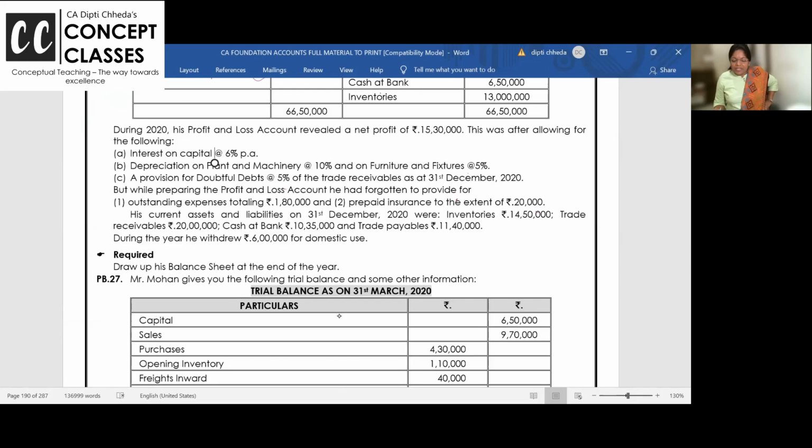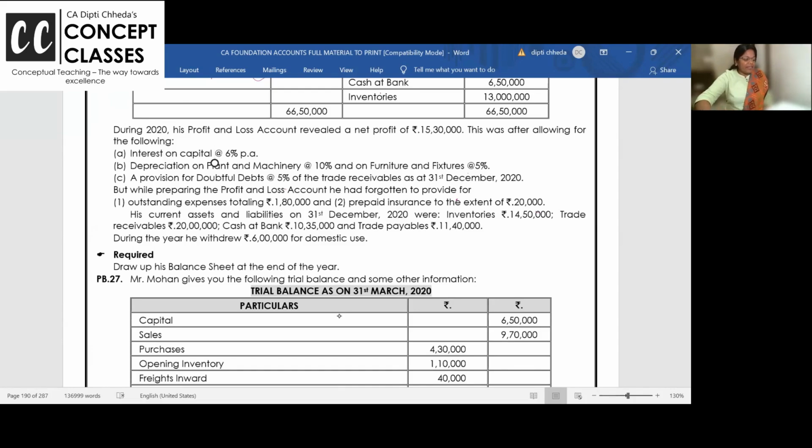The one which is given is for January. These are given for December only, and drawings are also given. You are required to prepare the final accounts. Balance sheet making means you have to prepare the final accounts. Okay?